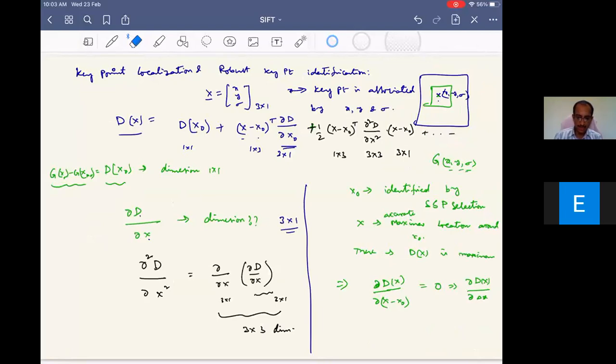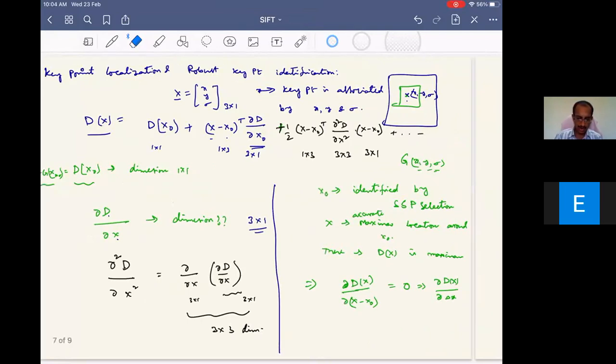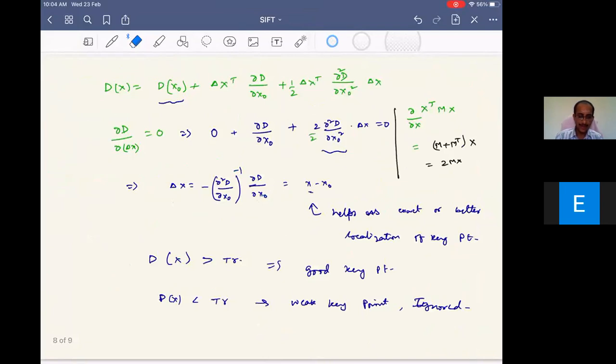Right, good. So we have expanded in Taylor series, and then we can find, in the proximity of the key point that we have identified coarsely in the previous step through scale space, the exact location. Now we can exactly localize even to a subpixel level through this. Because the solution you get from here will be a non-integer solution. So it will be at the subpixel level.